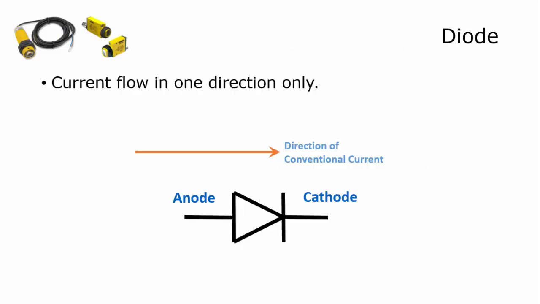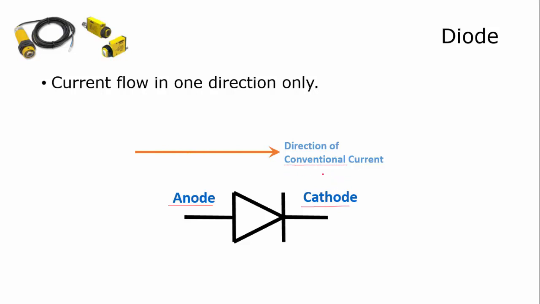So let's look at a diode. A diode has two leads on it, and those leads are the anode and the cathode. Take a look at the symbol. It's this arrow with a line. The arrow end of it is the anode. The cathode end of it is the line. Look at the arrow. The arrow's showing the direction of conventional current.